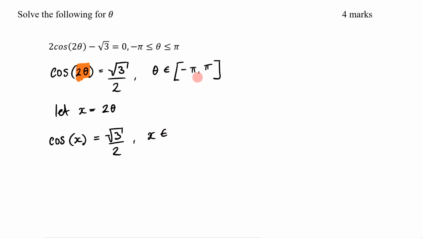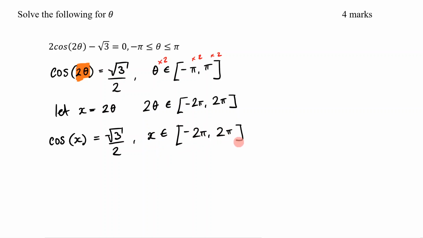So how is that going to affect things? Well, if I'm dealing with 2 theta, let's come up here and multiply this by 2, multiply this by 2, multiply this by 2. If I do that, what I'm going to end up with is 2 theta is an element of negative 2 pi to 2 pi. And now, as you can see here, if x is equal to 2 theta, that means right here it's just going to be negative 2 pi to 2 pi. Perfect.